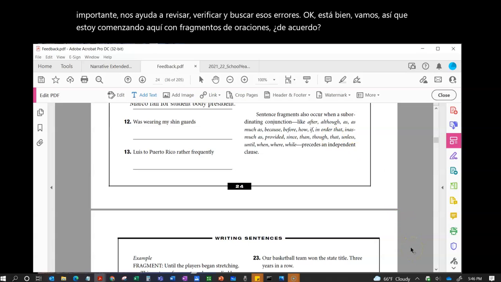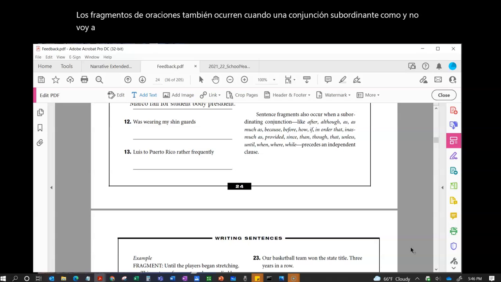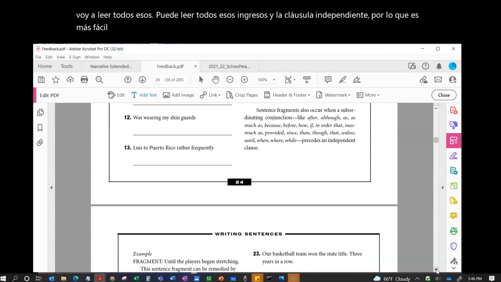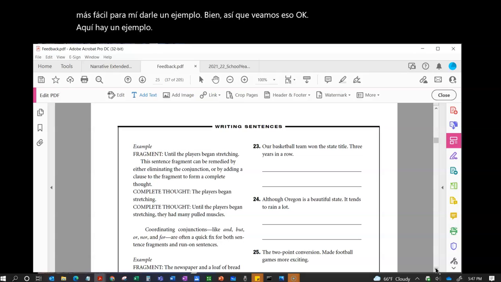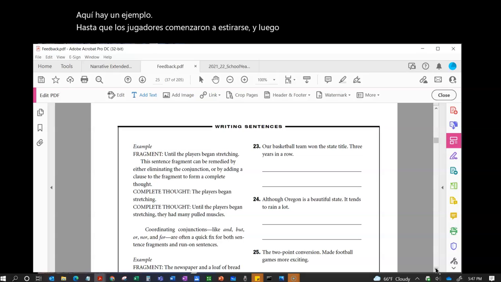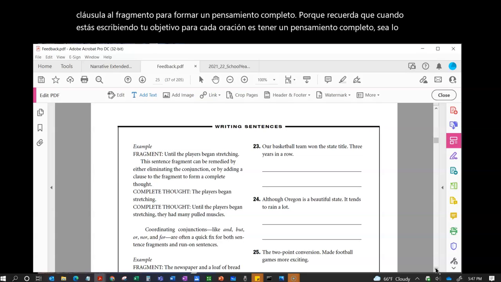Sentence fragments also occur when a subordinating conjunction, and I'm not going to read all of those, you can read all of those, precedes an independent clause. So it's easier for me to give you an example, okay? Here's an example. Until the players began stretching, and then there's a period. This sentence fragment can be remedied by either eliminating the conjunction or by adding a clause to the fragment to form a complete thought. Because remember, when you are writing, your objective for every sentence is to have a complete thought. Whatever that thought is, it needs to be complete.